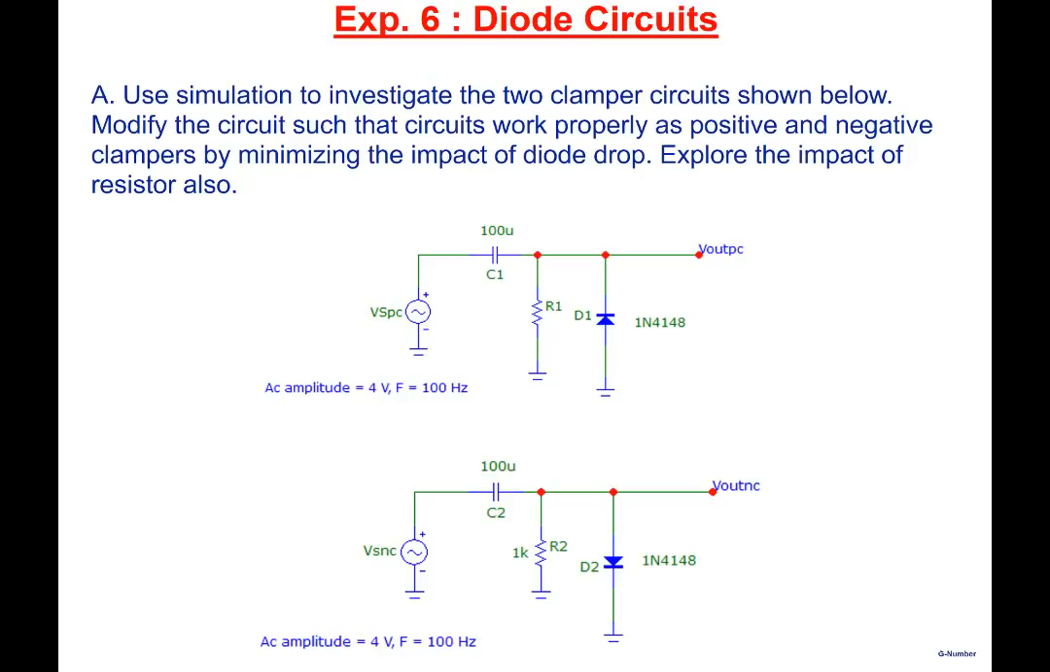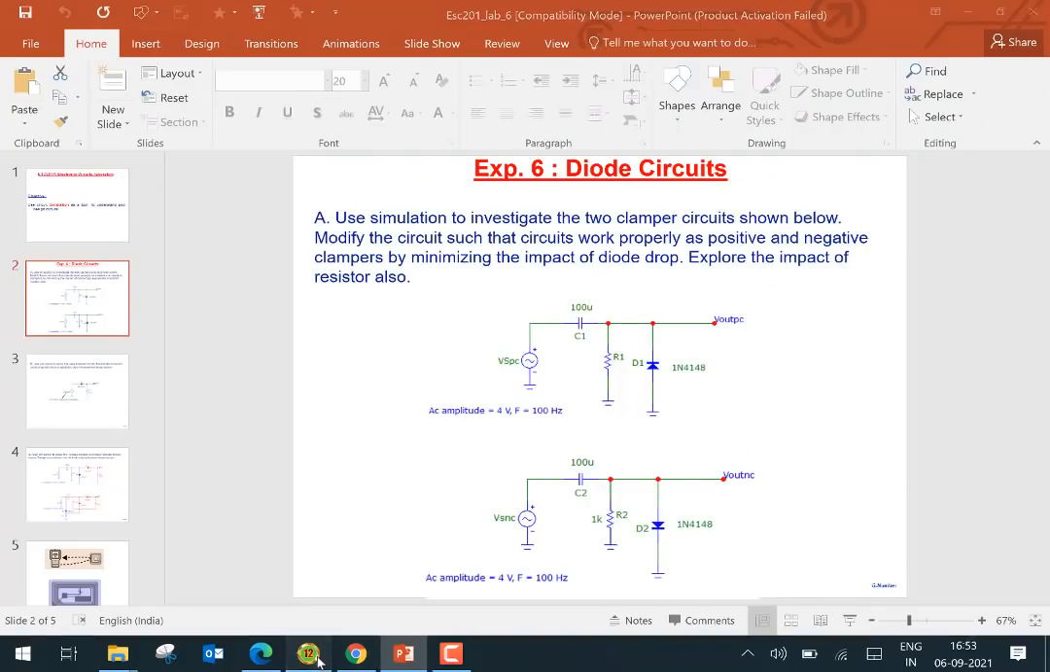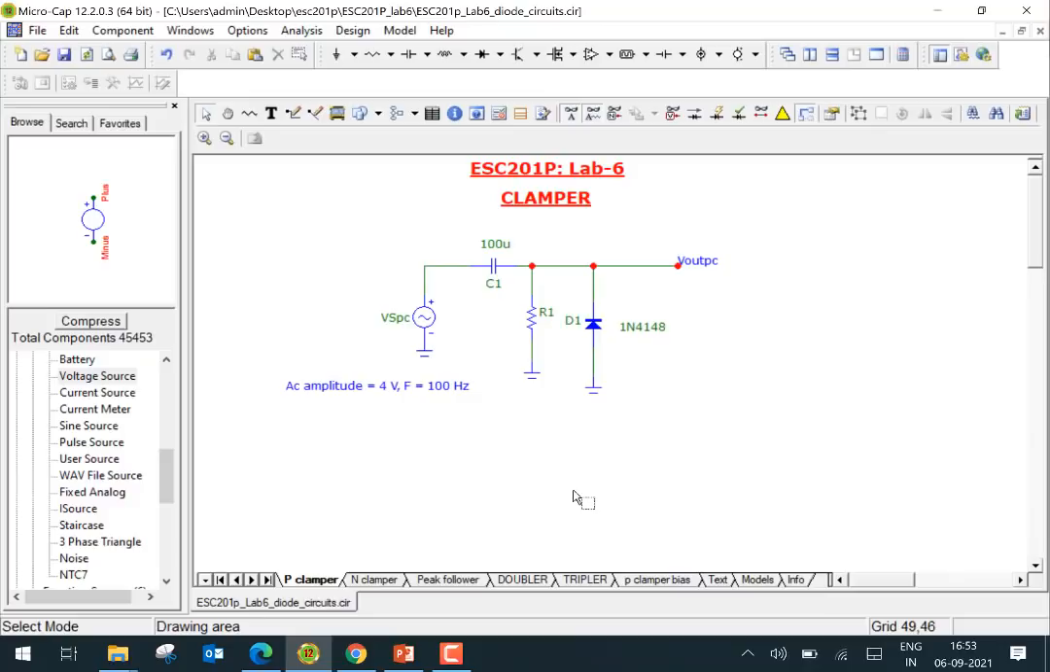All right, so let me open up the simulator and let's start the discussion here. The first two circuits are what we call clamper circuits. What you see here is, for example, a sinusoidal source. Let's say this is 4-volt amplitude and 100 hertz frequency. Suppose we have this arrangement where we have a capacitor and a resistor and a diode here.